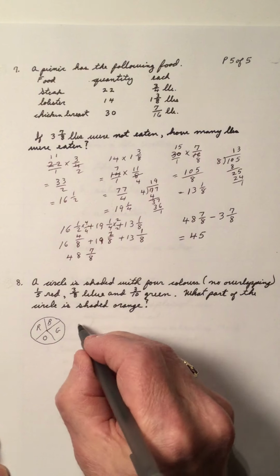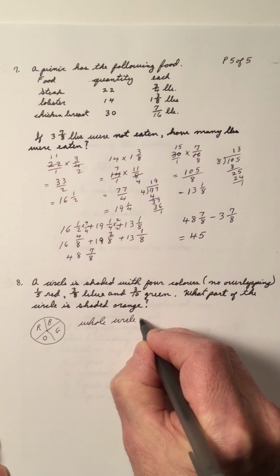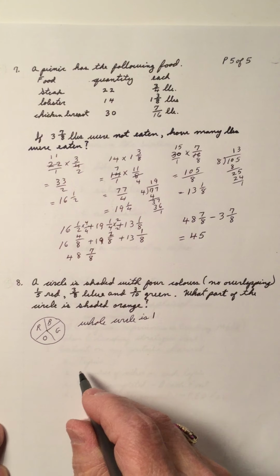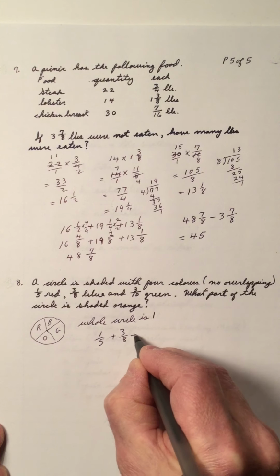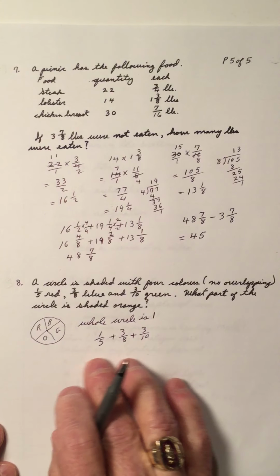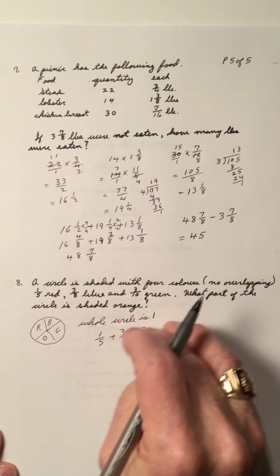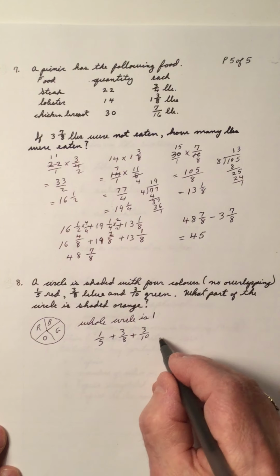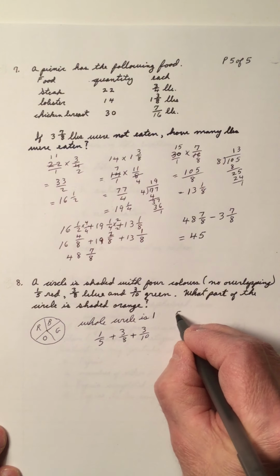So remember, a whole circle is one circle. So if I take the red, which is 1/5, and the blue, which is 3/8, and the green, which is 3/10, if I add these 3 colors up, the fraction that's being used, and subtract from 1, that will give me the fraction that is used for orange. And a common denominator for 5, 8, and 10? Well, I can see a 40. I can see a 5.